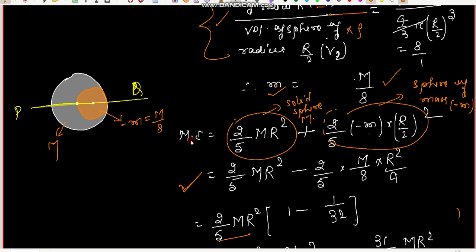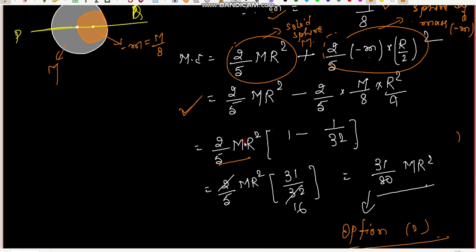Now finding the MI about an axis that passes through the centers of the two spheres, that is PQ: 2 by 5 MR square plus 2 by 5 into minus m into R by 2 whole square, which is 2 by 5 MR square minus 2 by 5 into M by 8 into R square by 4. Now just substitute the value of m in place of minus m here, in terms of capital M. So this is what we are going to end up with.